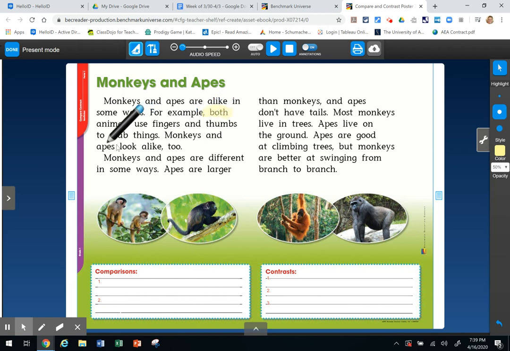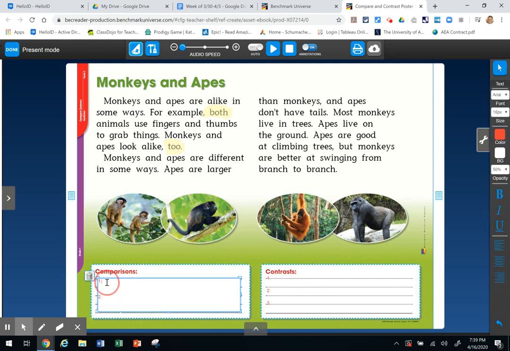Then it says monkeys and apes look alike too. The word too is also a signal word, okay? It's telling you how these animals are the same, okay? So down here in my comparisons, I'm going to first write out the first sentence. Both animals use, and I'm copying it right here from the text. Both animals use fingers and thumbs to grab things.